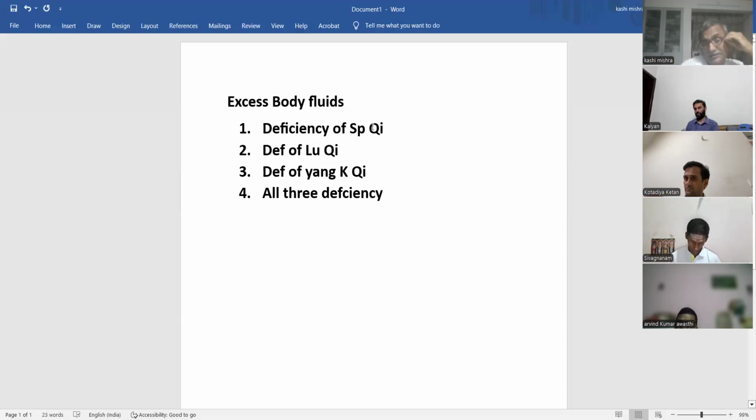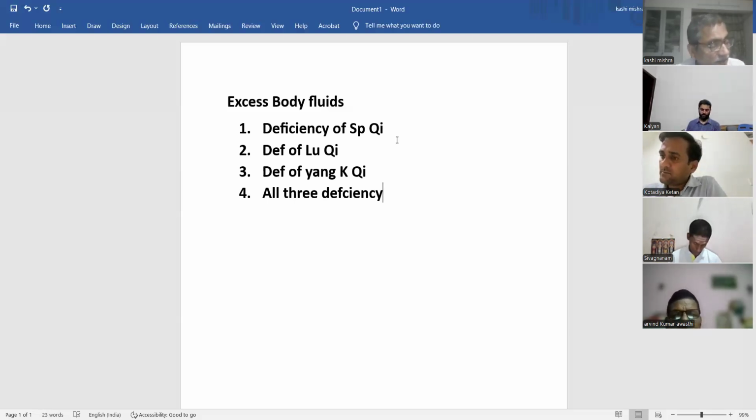Excess क्यों हो सकता है? Deficiency of spleen chi. Why are we saying spleen chi? Why did they say spleen chi? Spleen chi deficiency comes. Spleen is what? ट्रांसफॉर्मेशन किसका काम है? दो चीजों का. Transformation is the responsibility of spleen and kidney.